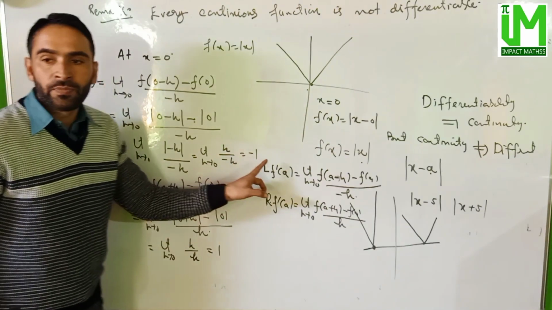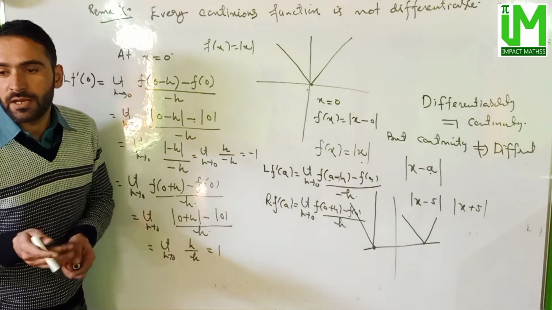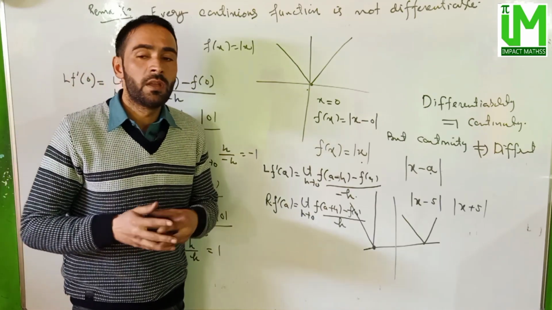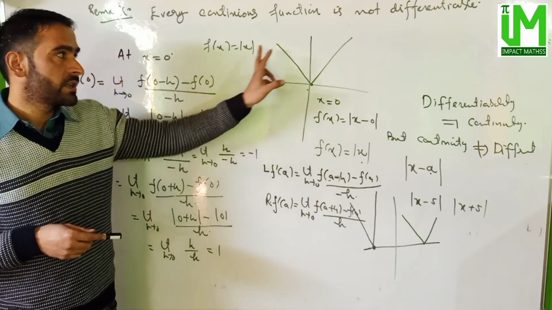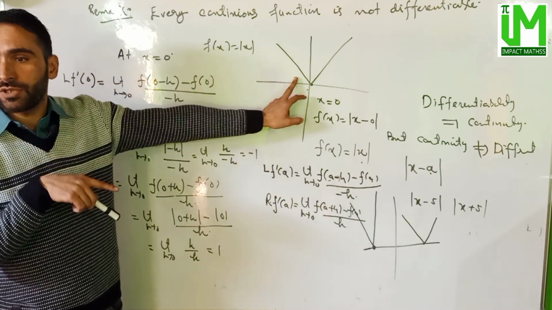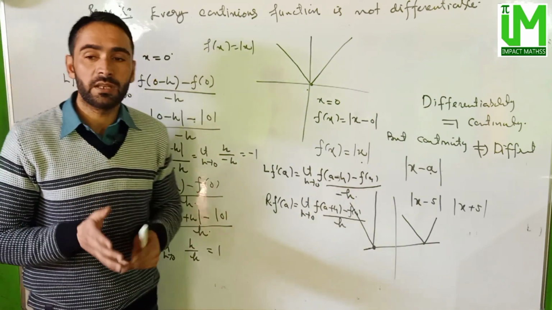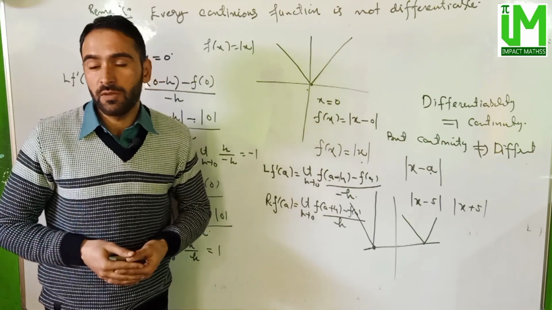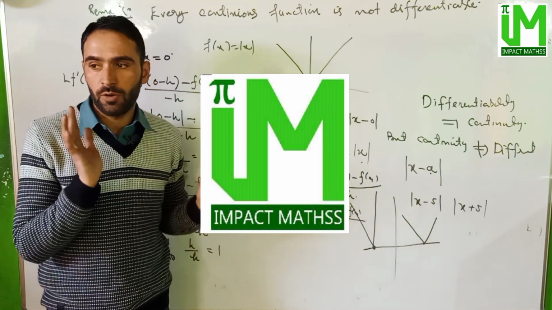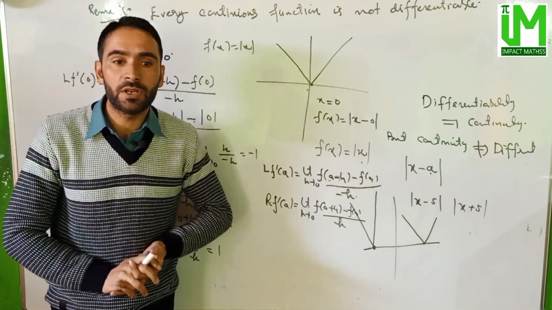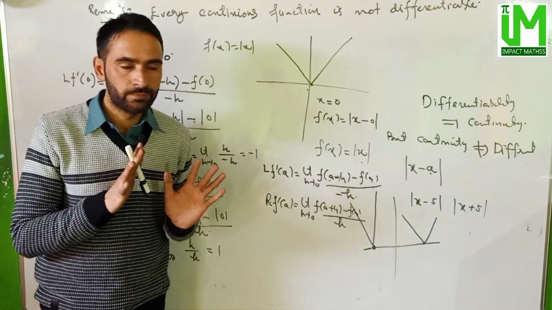Left hand derivative is minus 1, right hand derivative is 1. That means the left hand derivative and right hand derivative are not equal, which means the function is non-differentiable at x is equal to 0. But the function is continuous and not differentiable at x is equal to 0. That means every continuous function is not necessarily a differentiable function, and as an example, f of x is equal to mod x is not differentiable at x is equal to 0. Okay, understood? Write it down.